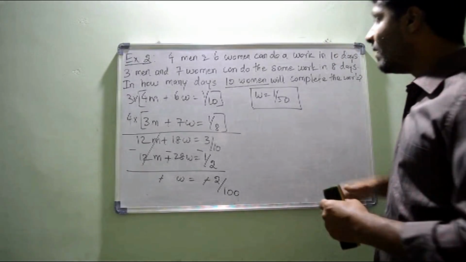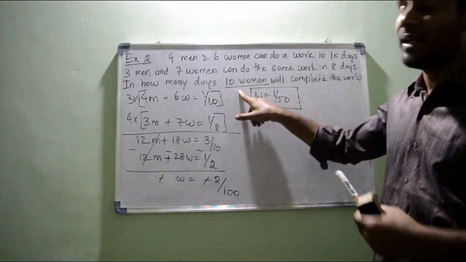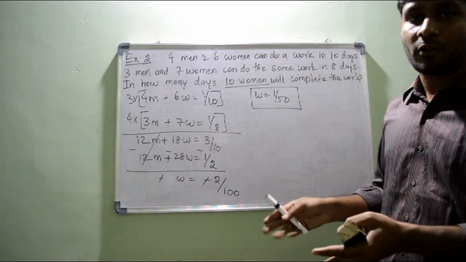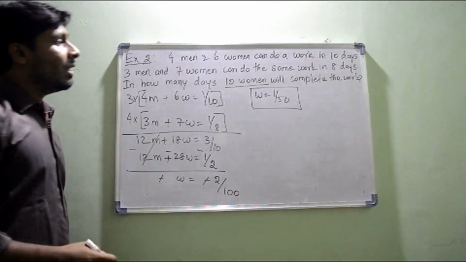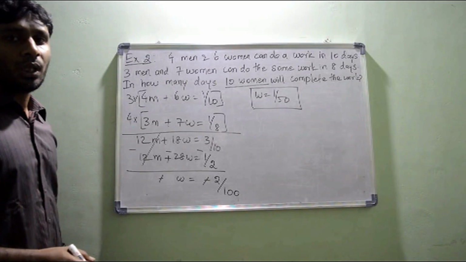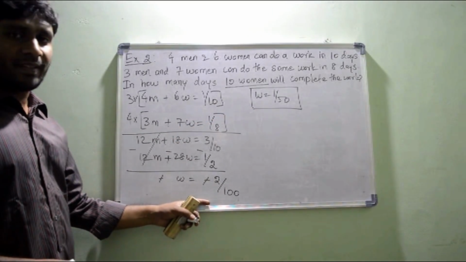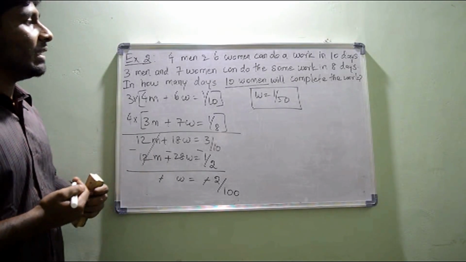Got it? So here only women are considered. Sorry, men are not considered, so don't go for the M value. Find only the women value, that's actually enough. Here it is given: in how many days can 10 women complete the work? So what happens to 10? Here the W value I'm simply getting as 1 by 50. And I must find how many days 10 women take to complete the work.